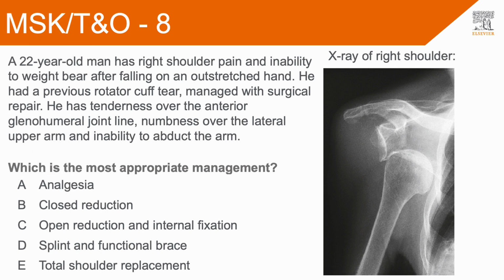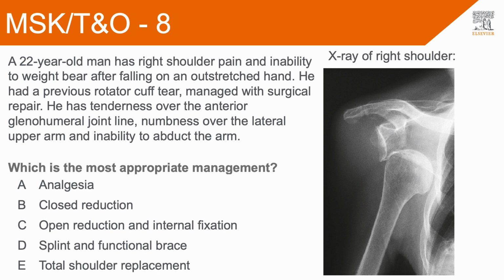Moving on to question 8. A 22-year-old man has right shoulder pain and inability to weight bear after falling onto an outstretched hand. He had a previous rotator cuff tear managed with surgical repair. He has tenderness over the anterior glenohumeral joint line, numbness over the lateral upper arm, and inability to abduct the arm. X-ray of the right shoulder is shown. Which is the most appropriate management?